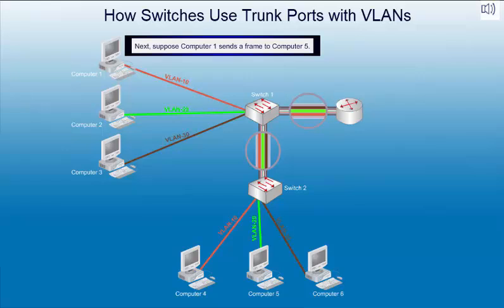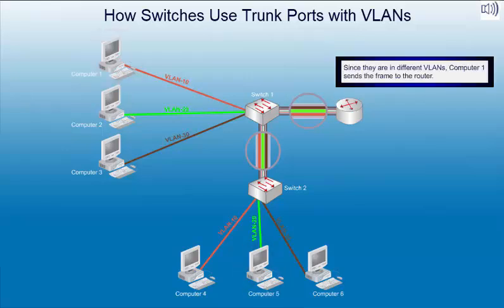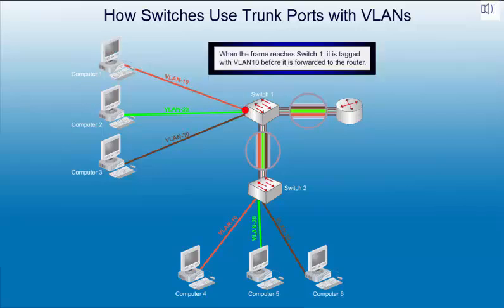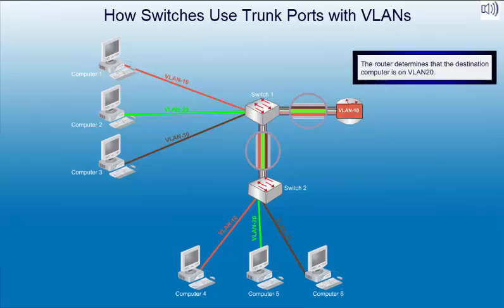Next, suppose Computer 1 sends a frame to Computer 5. Since they are in different VLANs, Computer 1 sends the frame to the router. When the frame reaches switch 1, it is tagged with VLAN 10 before it is forwarded to the router. The router determines that the destination computer is on VLAN 20.